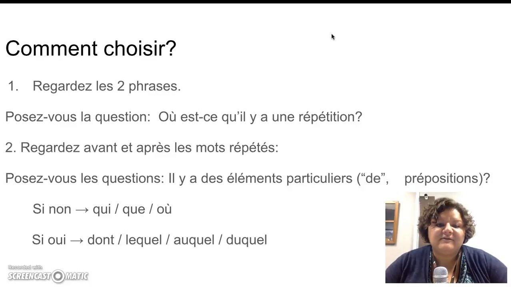First thing, you're going to look at the two sentences and ask yourself, where is the repetition? Then you're going to look before and after the words that are repeated and ask, are there any particular elements that signal one or the other relative pronouns? If there are no special things before or after those words, none of these things on the list on the next slide, it's already been narrowed down to qui, que, or où. And then if there is something, then you know it's going to be between dont or lequel, and then the variations on lequel, so auquel, duquel, depending on what is there.